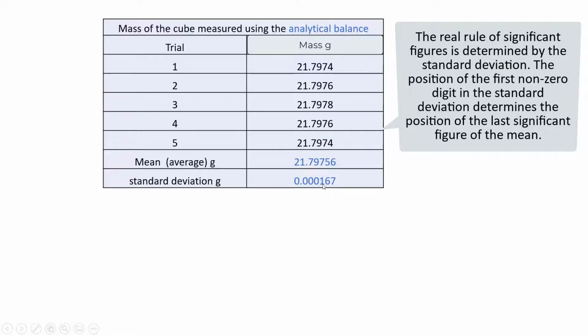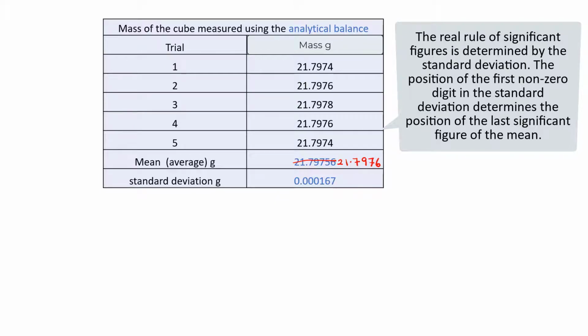Here in this case we have our first non-zero digit at the 10,000th place. That means this is the value that is uncertain, provided that the balance can measure the mass up to that point. And we know that the analytical balance can measure the mass to 10,000th of a gram. Therefore, we should round this up to 6 significant figures. So our mean is 21.7976 gram.